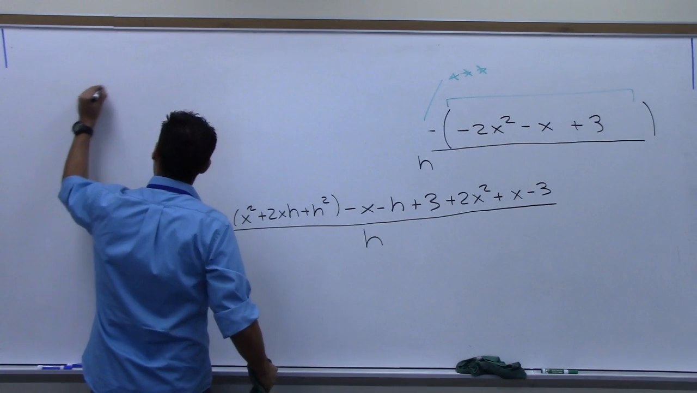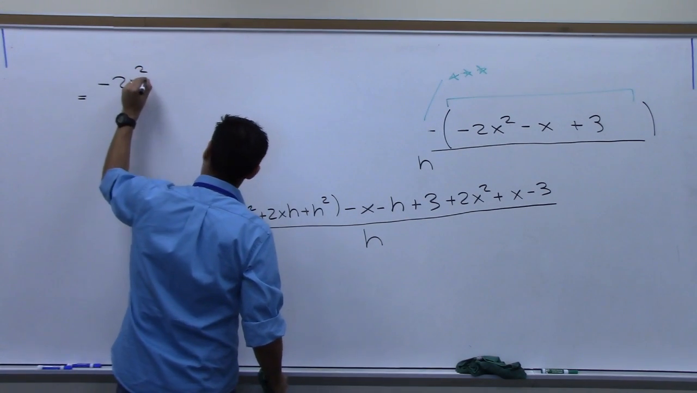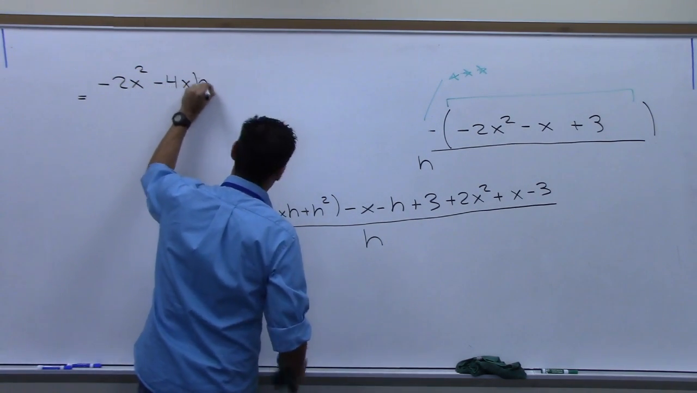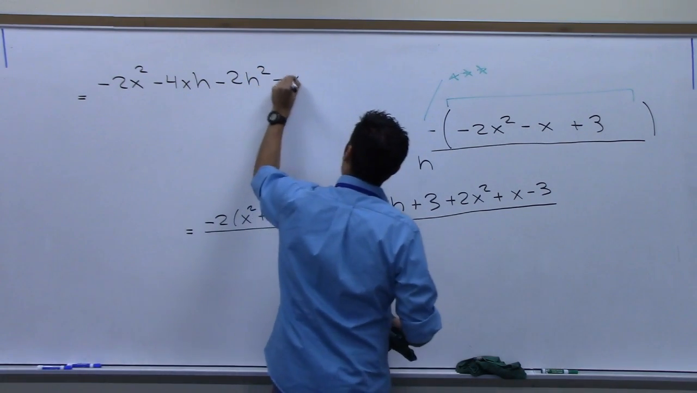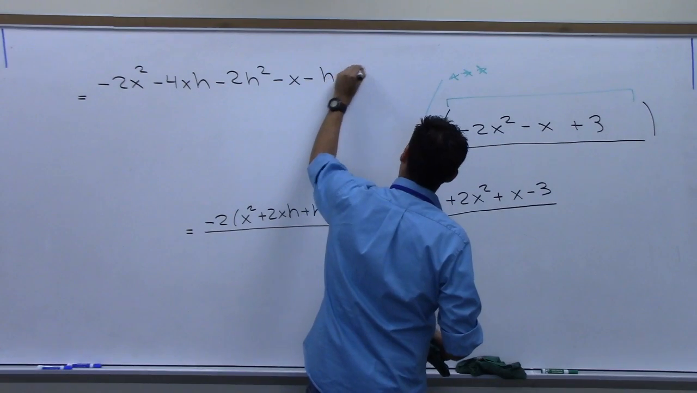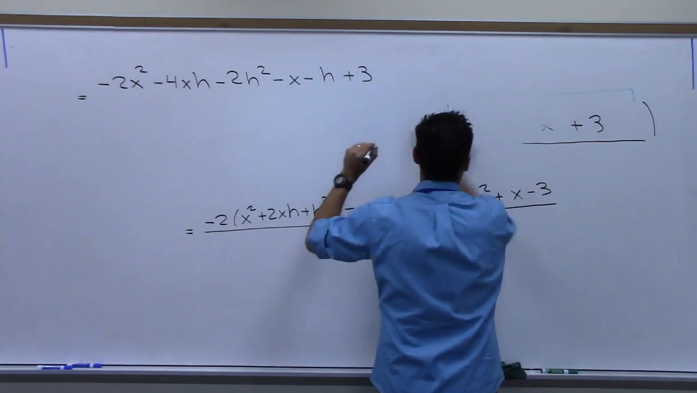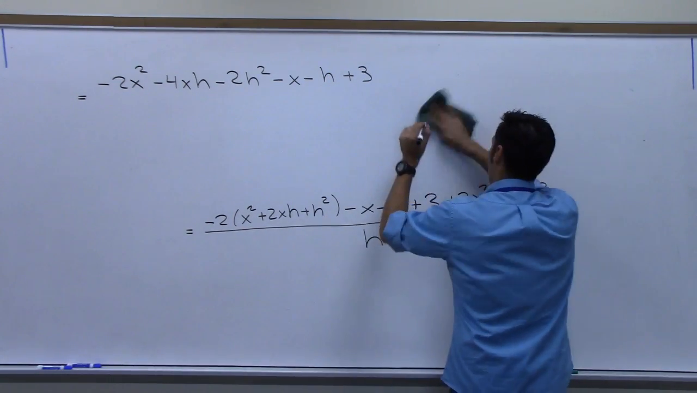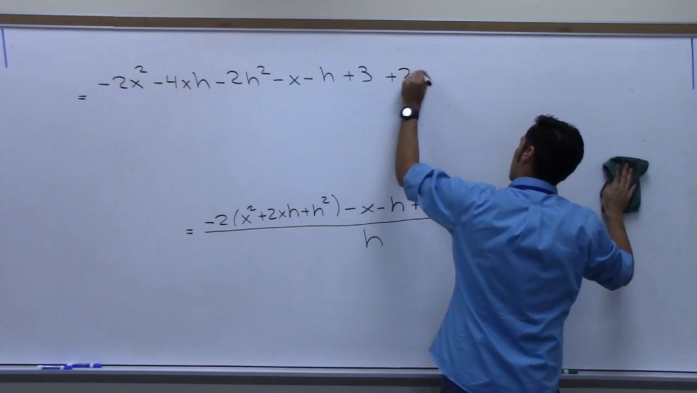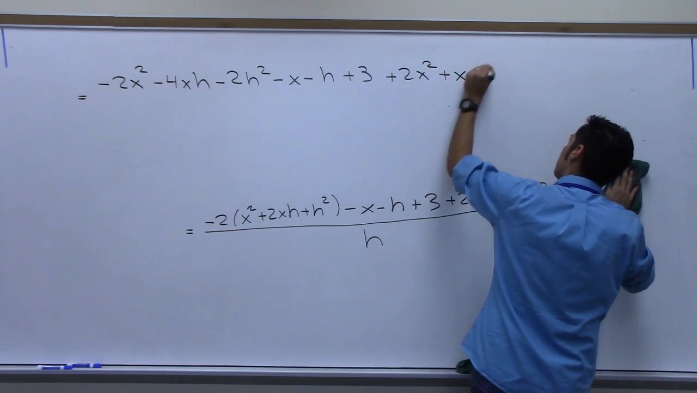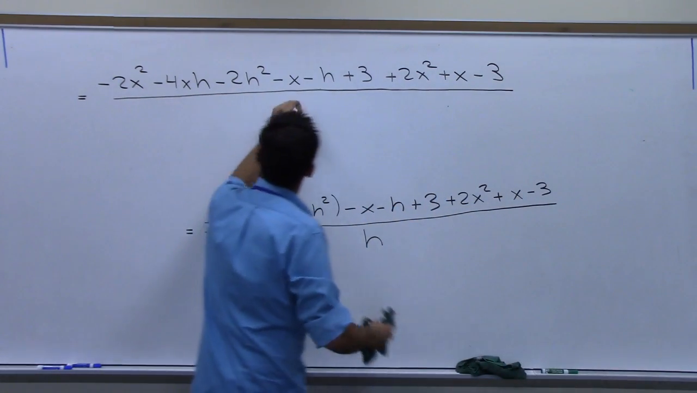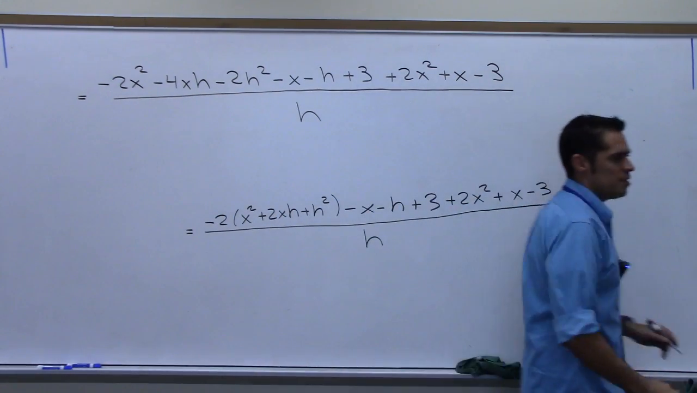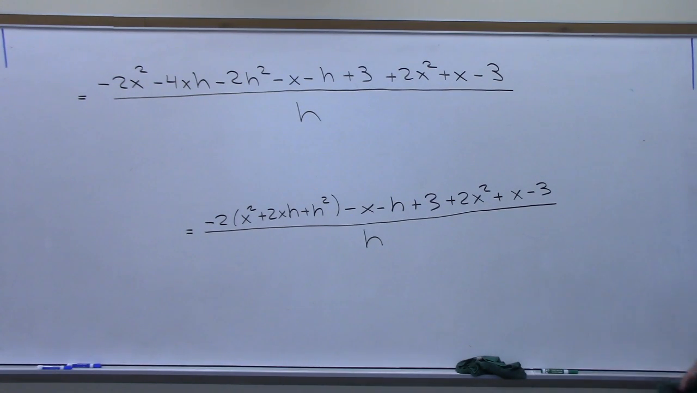This equals negative 2x squared minus 4xh minus 2h squared minus x minus h plus 3, plus 2x squared plus x minus 3, all of this over h. Now this is the part where when we clean things up, something good should happen.